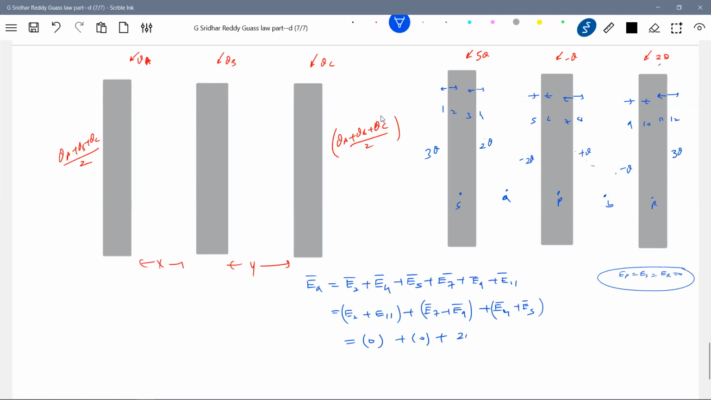Due to E4, it's very easy: 2Q by A. Due to the charge density 2Q by A, the field will be 2Q by A over 2 epsilon naught, in the I cap direction. So keeping that in mind, directly I'll write the field strength at point B, Q by, is only due to what?